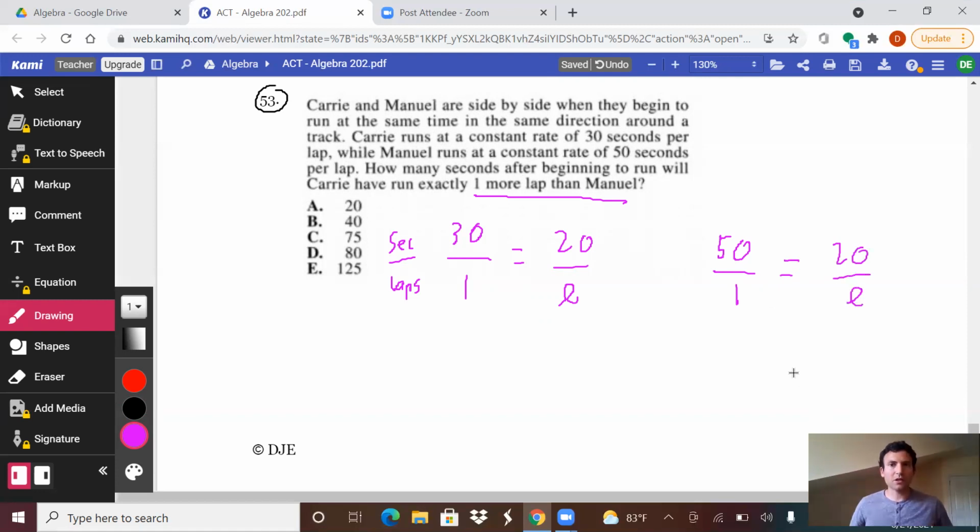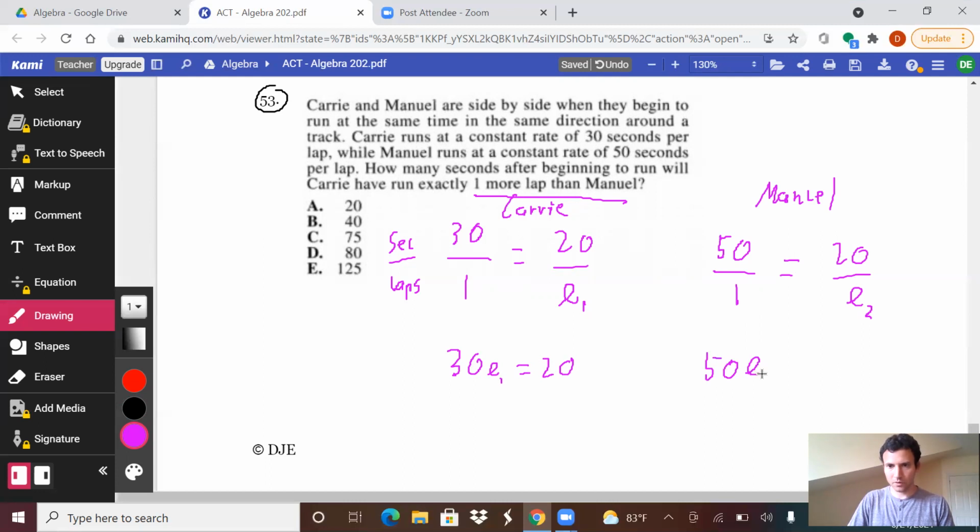And if we do it this way, we're just looking for when L for Carrie, I'll call Carrie L1 and Manuel L2, is 1 greater than L for Manuel. So here's Carrie, here's Manuel. So if we do it this way, we would have 30 L1 equals 20. And for Manuel, we would have 50 L2 equals 20.